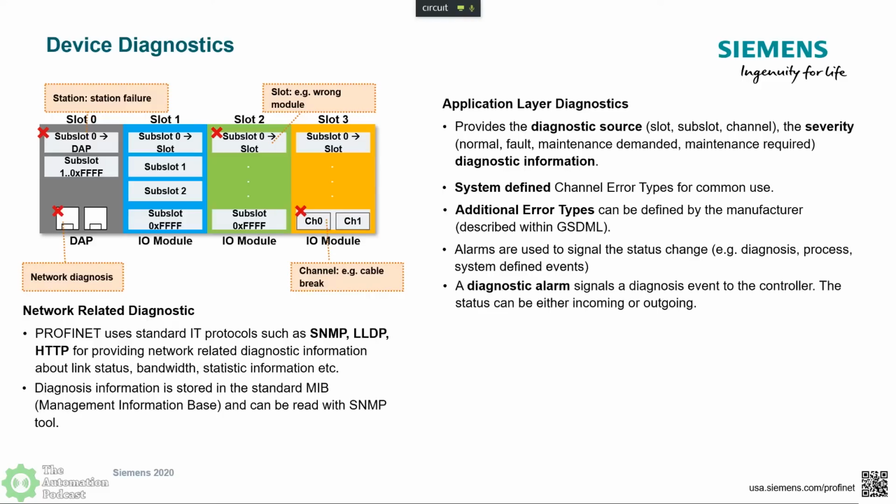And we talked about before, we have a diagnostic alarm. This diagnostic alarm signals stuff like a wire break, something related to the network itself. And then we have process alarms. This stuff is related to the process itself, like over voltage or over temperature.